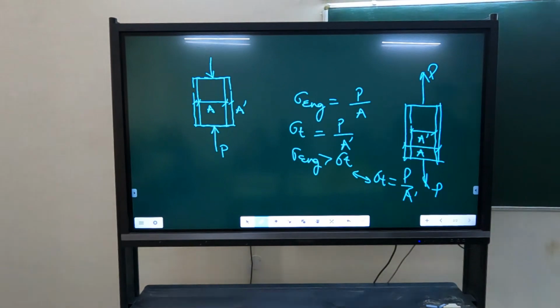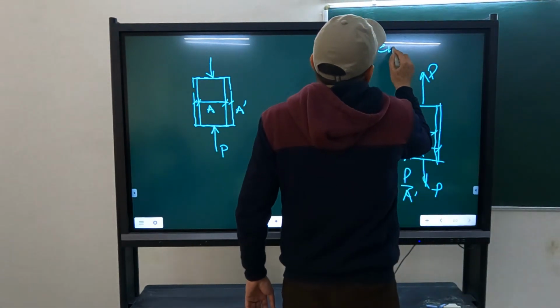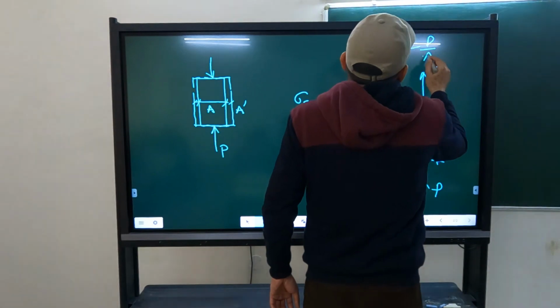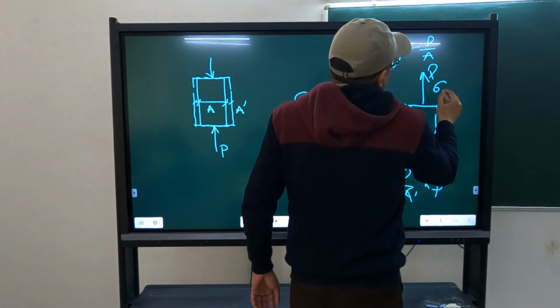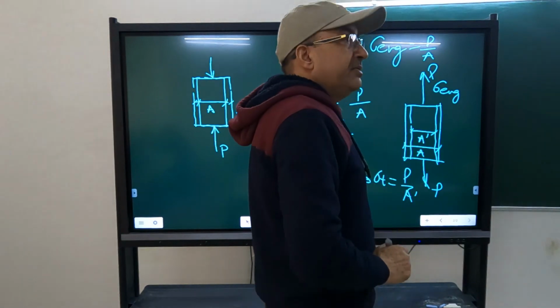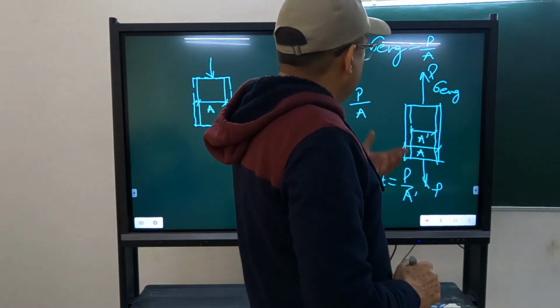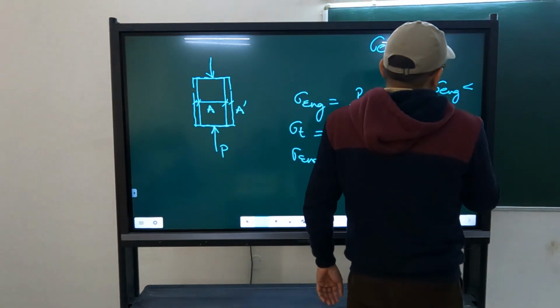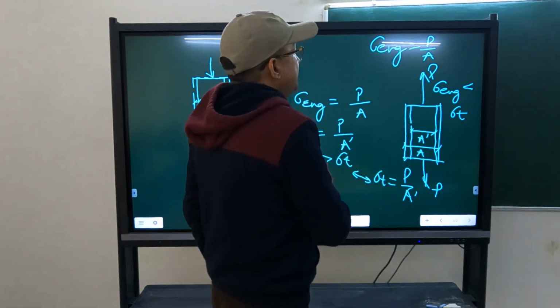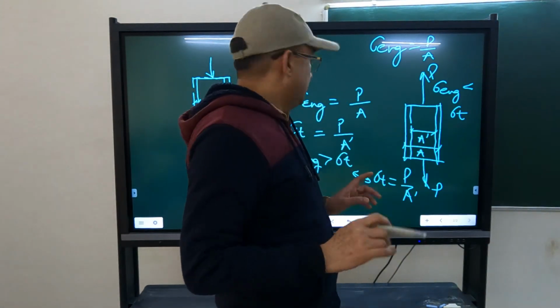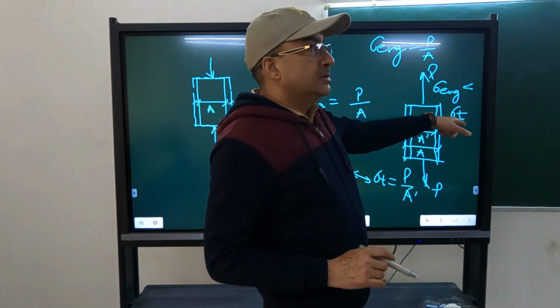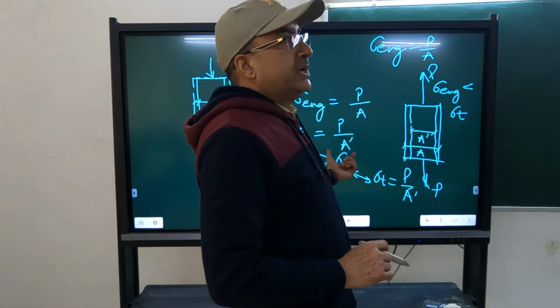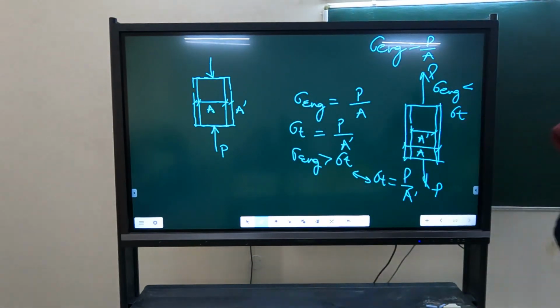This is the element. And what will be sigma engineering in this case? P by A. And in this case, because A is larger, P is the same, so P by A is going to be lower than sigma true. So here it is higher than true. True is the same in both cases. This is higher and this is lower. So in compression, you are going to get higher stress, and in tension you are going to get lower stress.